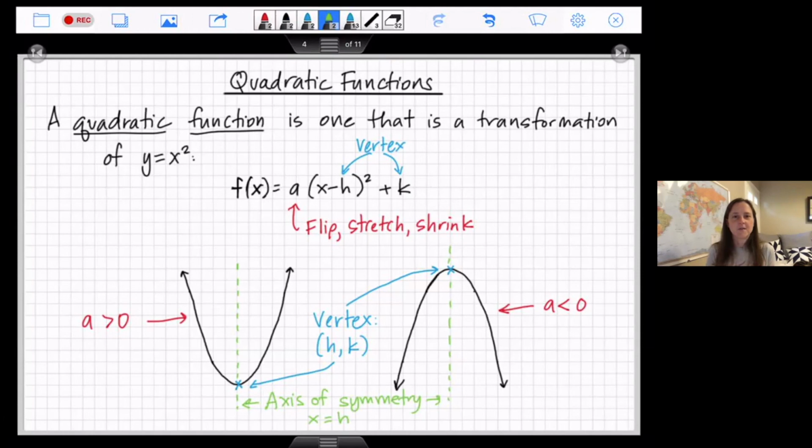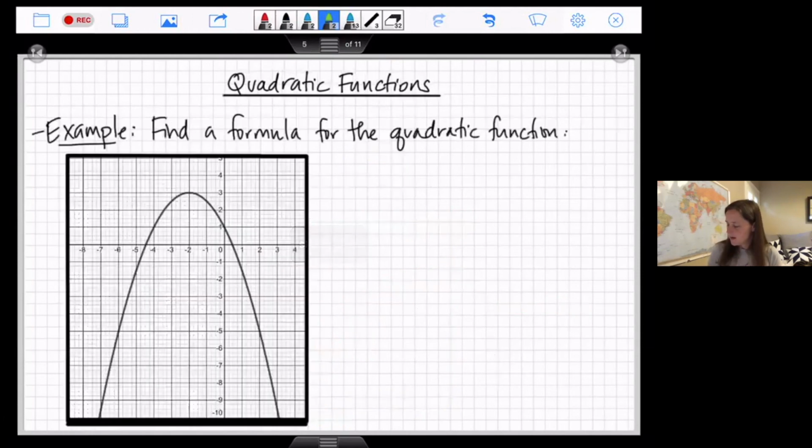All right, so let's see if we can put this all together and come up with the equation of a parabola. So I've graphed a parabola for us here, and we're going to try to find the formula for this quadratic function. So I'm going to remind us of our function, f of x equals a(x minus h) squared plus k. All right, so we need to figure out the values of a, h, and k to be able to have this formula for this function.